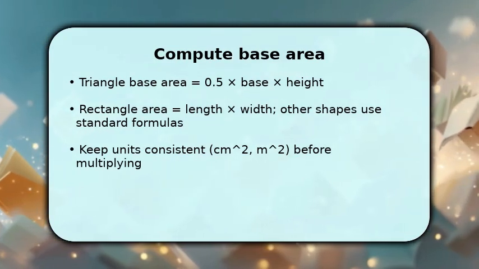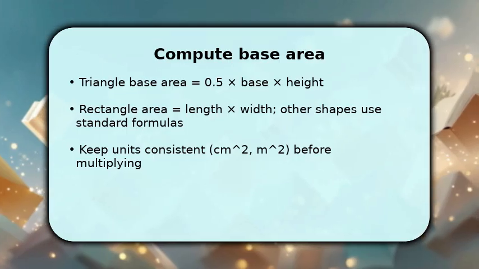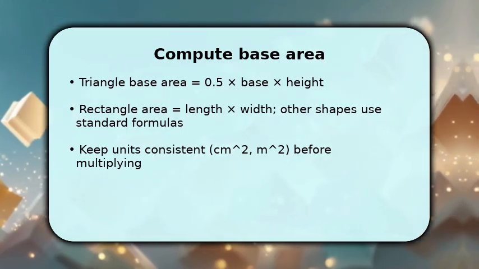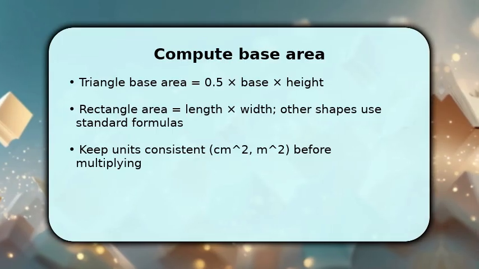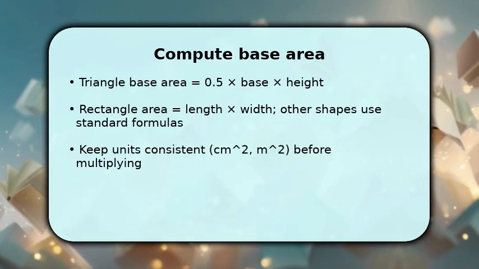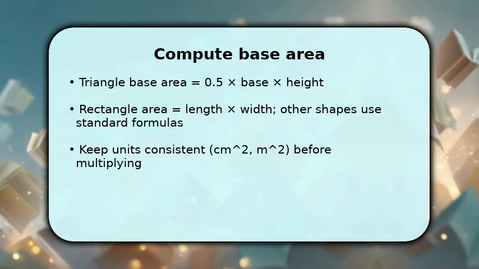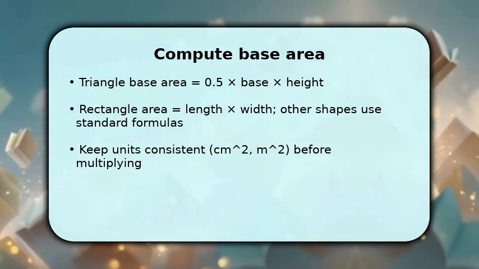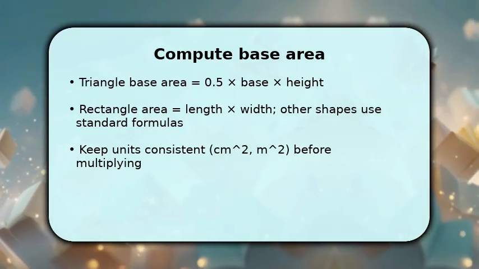For a triangle, use 1/2 times base times height. For a rectangle, multiply length by width. For irregular polygons, partition into familiar shapes and sum their areas. Once you have the base area, double-check calculations and units. Convert cm to m if the prism height is in meters.